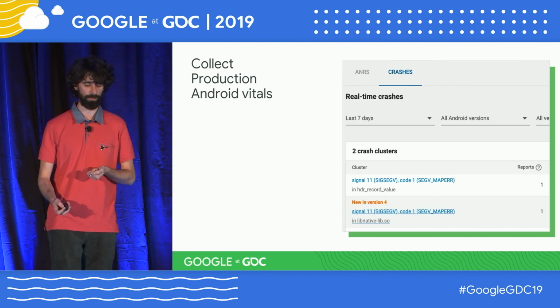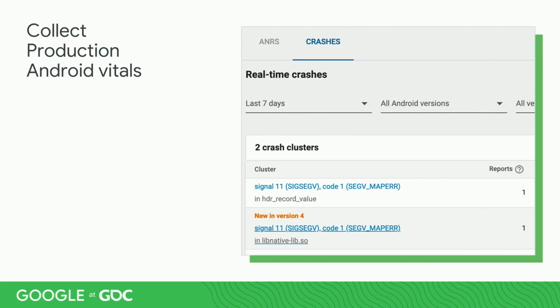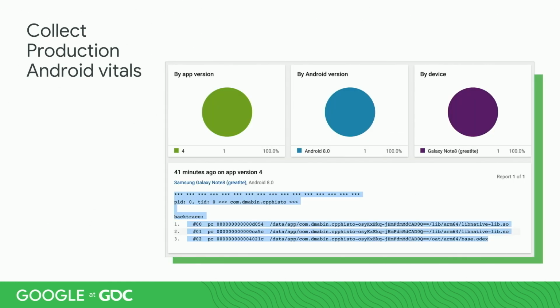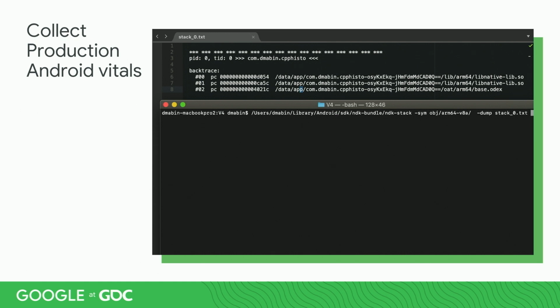Let's see how it looks. You go in Android Vitals. You can see that in this sample game I made, there are 2 crashes, one that says new in version 4. If you click on that one, you can see the highlighted blue part at the bottom. That is the stack trace. As you can see there, the stack trace doesn't contain any name for any function. So you copy-paste that stack trace wherever you want in a text file on your development machine. And then you use ndk-stack that is part of the Android NDK with your debug symbol on one side, and the last part of the argument will be the text file containing the stack trace.